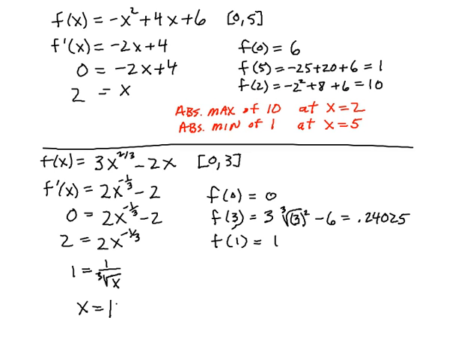So I can see that the absolute maximum, and what would be my largest value there, 1, occurs at x equal to 1, and my absolute minimum of 0 at x equal to 0.